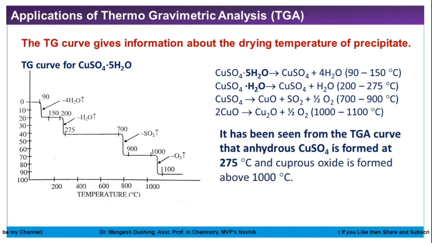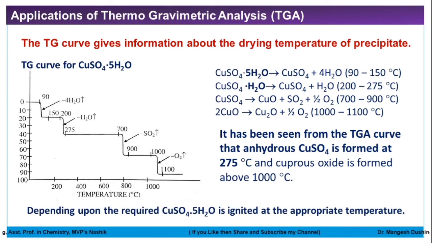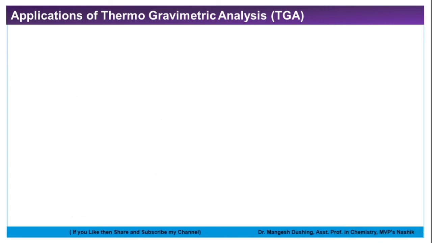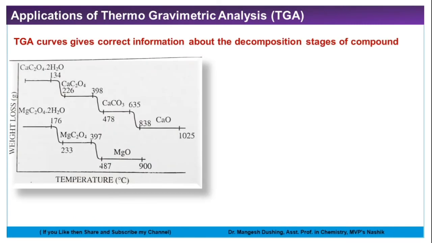So it has been seen from this TGA curve that anhydrous copper sulfate is formed at 275 degrees and cuprous oxide is formed above 1000 degrees Celsius. Depending upon the requirements, CuSO4·5H2O is ignited at the appropriate temperature. The second application is that TG curves give correct information about the decomposition stages of the compound.